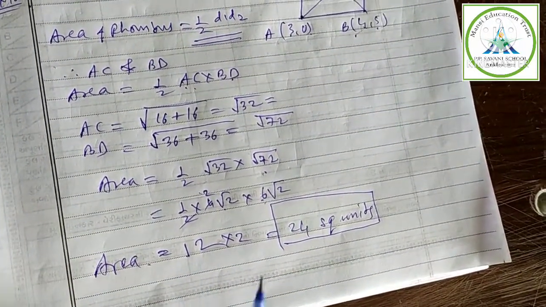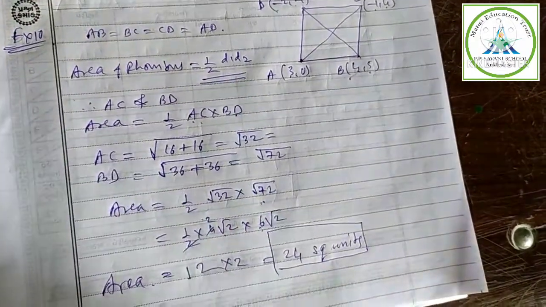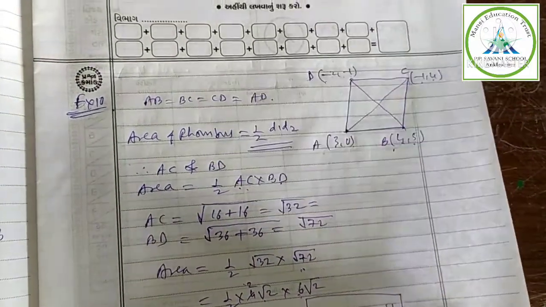Clear, students? Very simple. In a rhombus you have to use the formula of half d1 d2. In the same way I am giving you 3 examples. You will try your best.